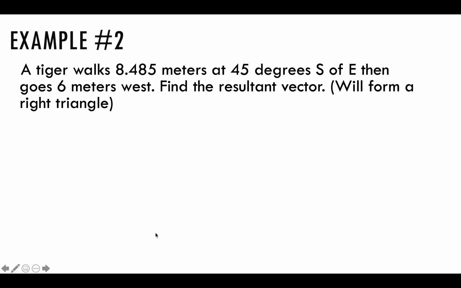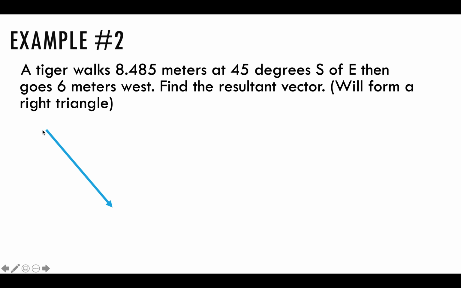All right, for my last example, we're going to solve a right triangle problem, but we're not going to solve for the hypotenuse this time. We're going to solve for one of the legs of the triangle. So in this example, a tiger walks 8.485 meters at 45 degrees south of east and then goes 6 meters west. We want to find the resultant vector. And I'm just going to remind you that it will form a right triangle. So when you're sketching this out, you know for sure you've got a right triangle.